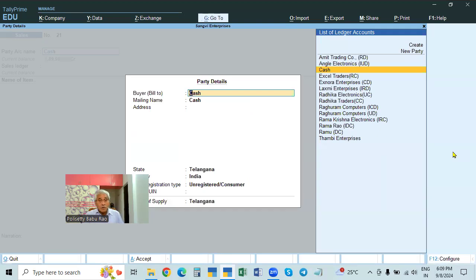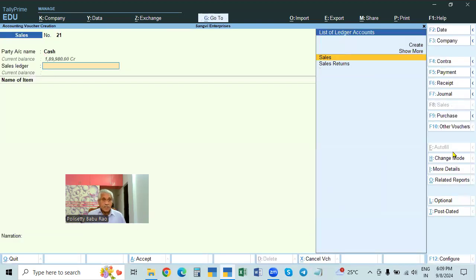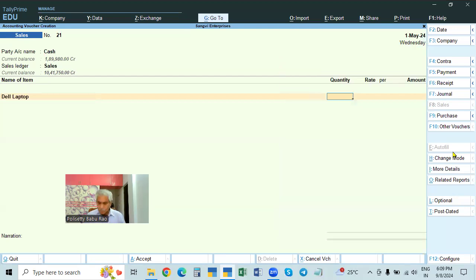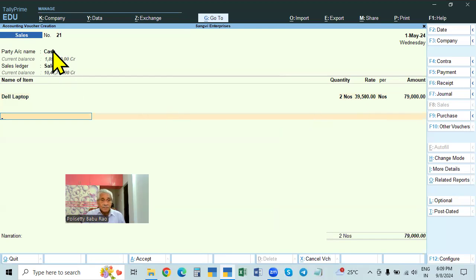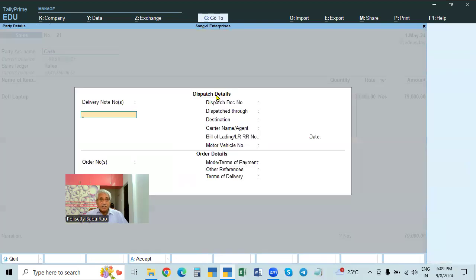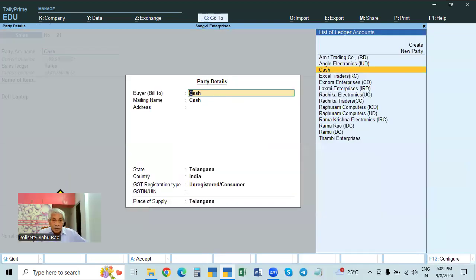There is one problem I told you already. See, in this case, for sales, for example, we will take only one item at 12%. We sold 2 items, 10 laptops. The previous selling price is taken. If there is a different price, you can change it, suppose 39,500. And when you take cash, it will take intrastate only.